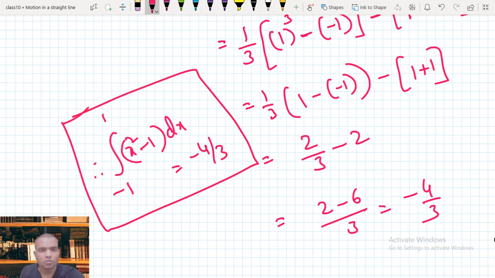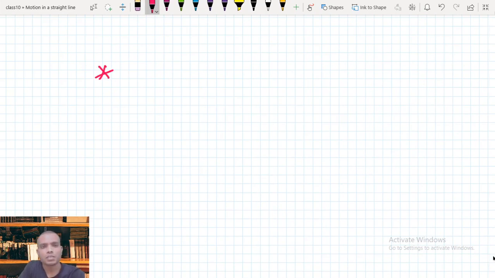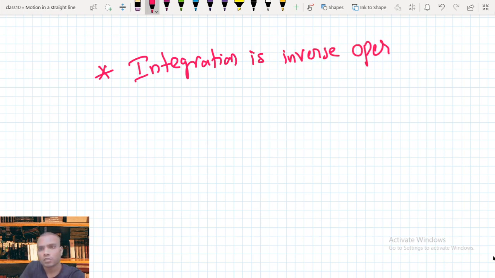So this is how we apply the integration formulas to find the final values. Now as I said, integration is the reverse operation to differentiation. Integration is the reverse or inverse operation to differentiation.